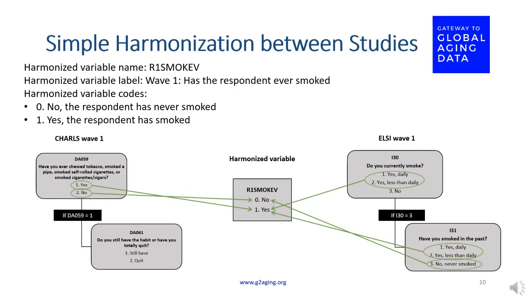If someone currently smokes, we know they have ever smoked, so respondents who are coded as 1 and 2 for the first ELSI question get coded as 1 in our harmonized variable. And we think that those respondents to the second ELSI question saying they have ever smoked are comparable to the CHARLS respondents who have said that they have ever chewed tobacco, smoked a pipe, smoked self-rolled cigarettes, or smoked cigarettes or cigars. And those who responded to the second ELSI question saying they have never smoked are comparable to the CHARLS respondents who have said they have never smoked.